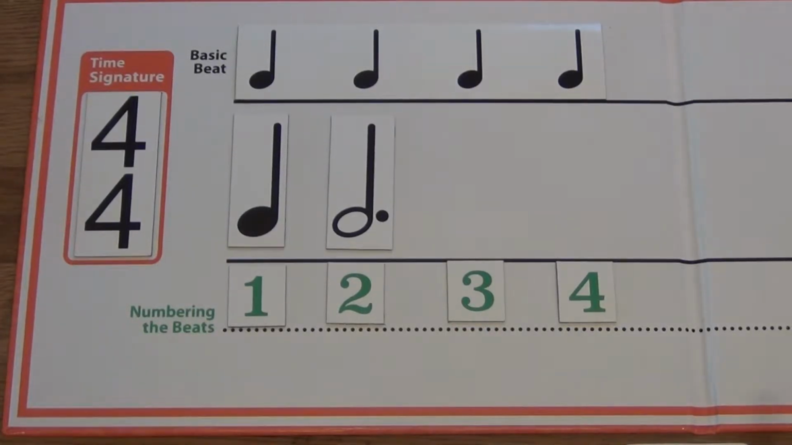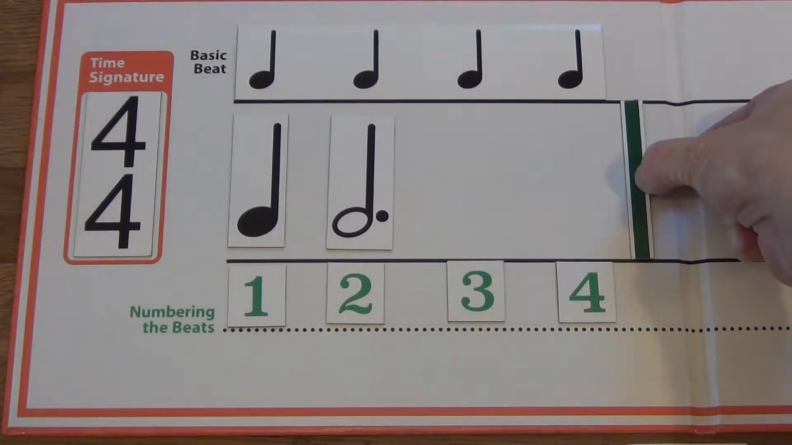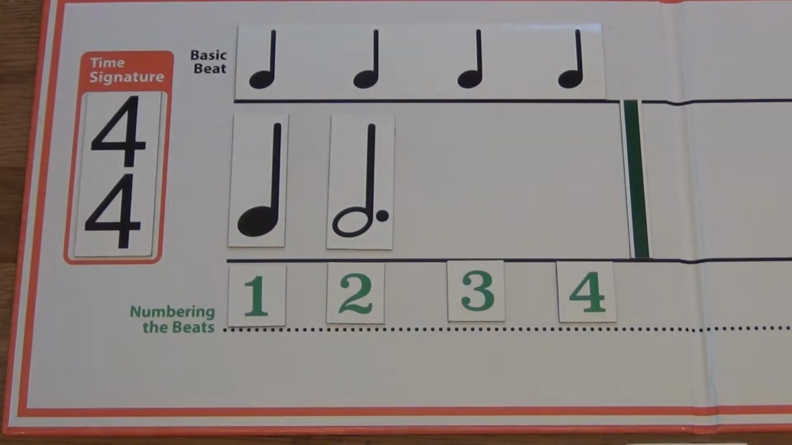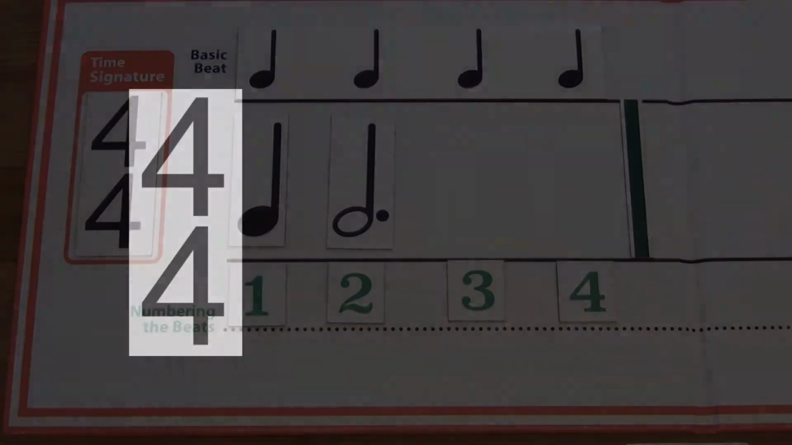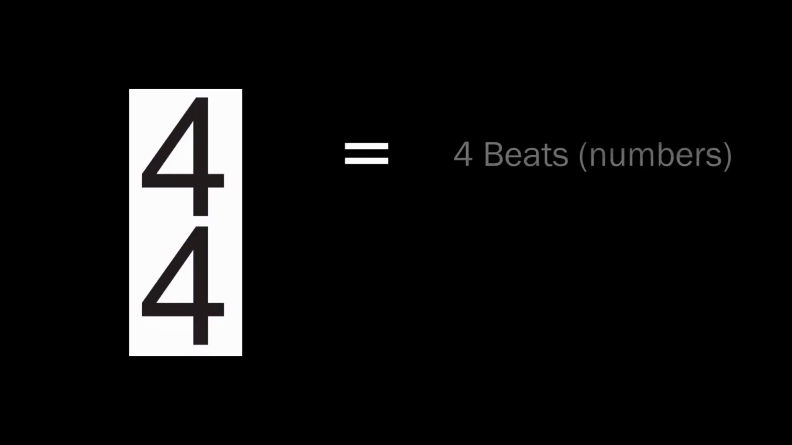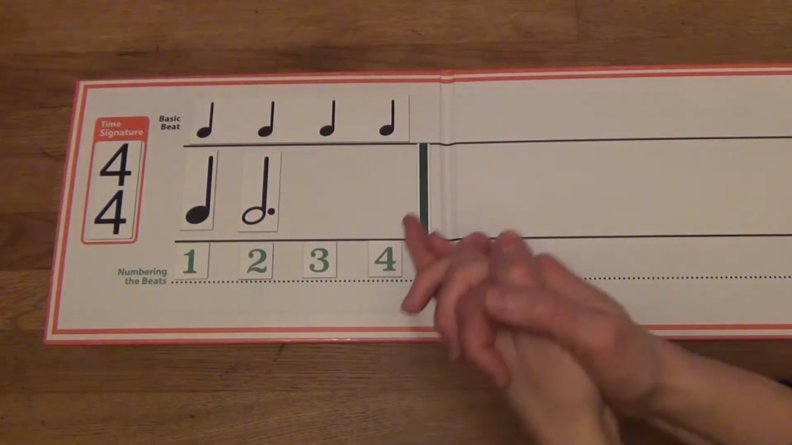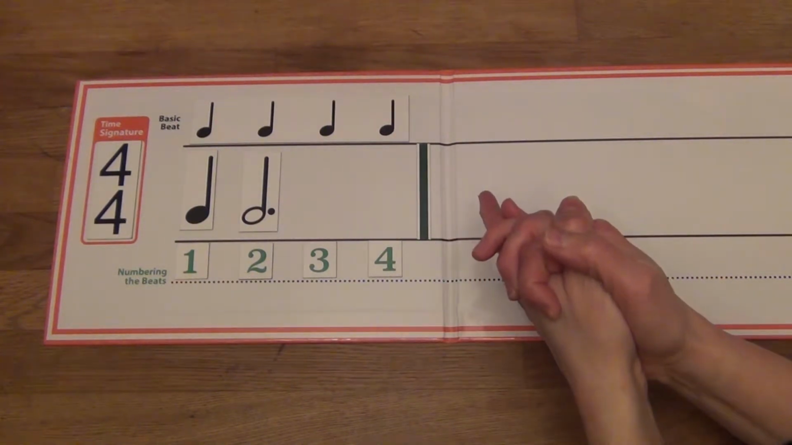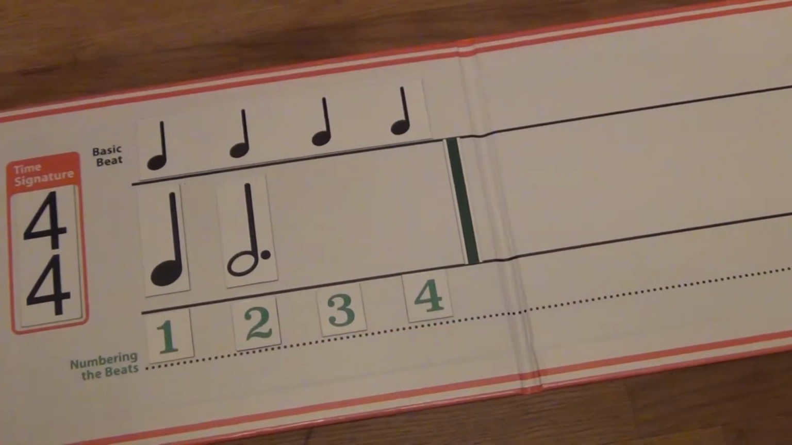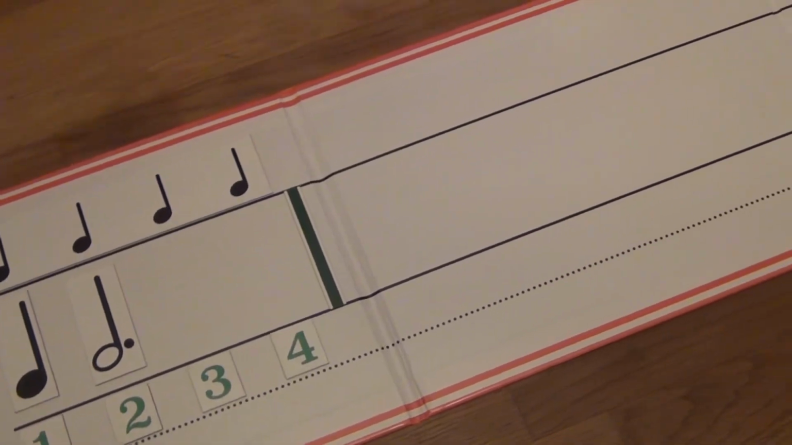Player number 2 indicates the bar is complete by placing the green bar line at the end of the completed bar. Remembering that we are only allowed 4 beats in each bar, as our time signature tells us. Player number 2 claps the rhythm for a point. We now move on to bar number 2.